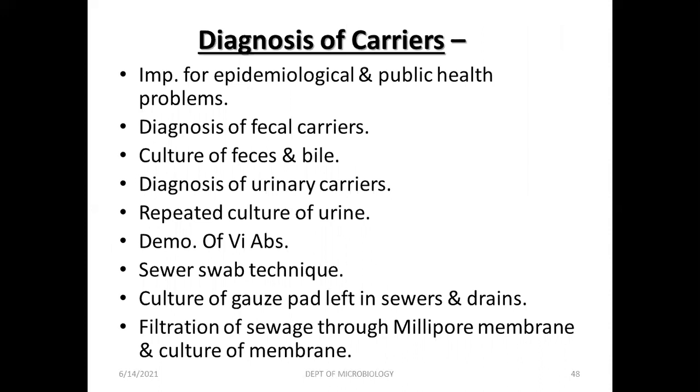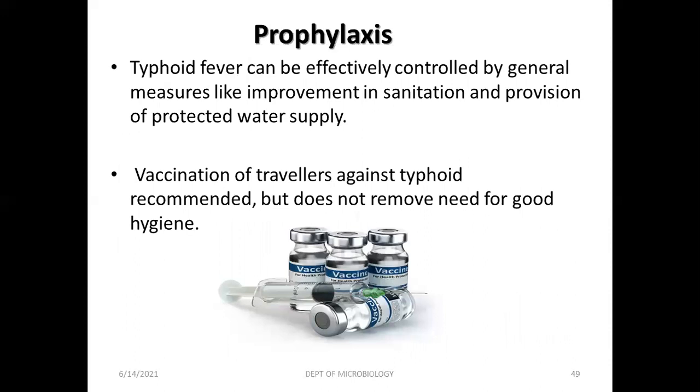Repeated urine cultures, demonstration of Vi antibodies, and collecting swabs from the serum to work up the viable count and identification of the organism, through filter paper or culture methods.